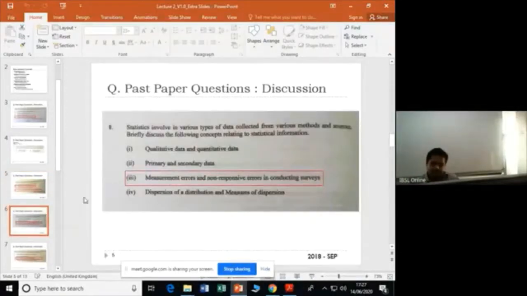This question was again tested in 2018 September. Same explanation, statistics involved in various types. I don't have to repeat. Look at what is being questioned: measurement errors and non-responsive errors in conducting surveys. As long as you have a short note on this area, you can easily score 5 marks here. And provided you have your knowledge on the first two lectures and the third and fourth, you can easily tackle 20 marks. You might not get 20 out of 20, depending on your level of explanation.